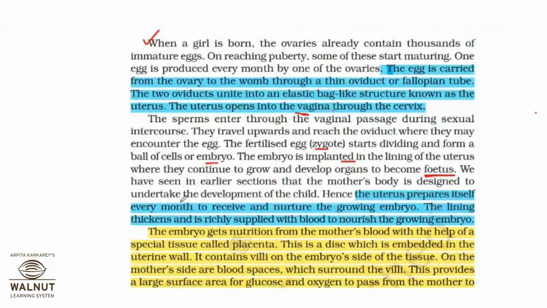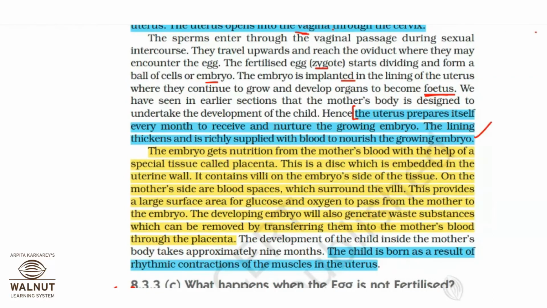Okay. Now, in the blue highlighted part, the uterus prepares itself every month to receive and nurture the growing embryo. The lining thickens and is richly supplied with blood to nourish the growing embryo. So that is the only way in which the embryo is getting nutrition from mother's blood. The embryo gets nutrition from mother's blood with the help of a special tissue called placenta.